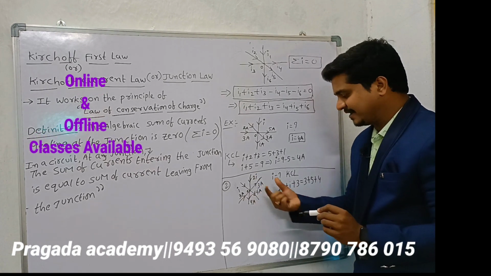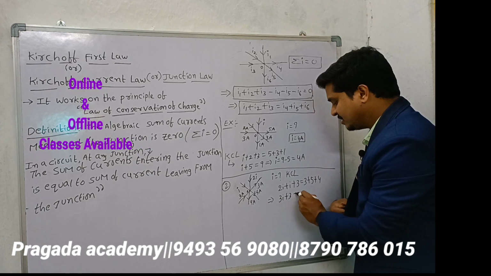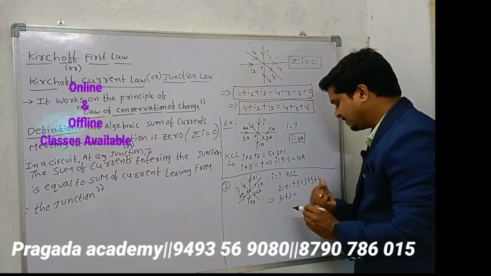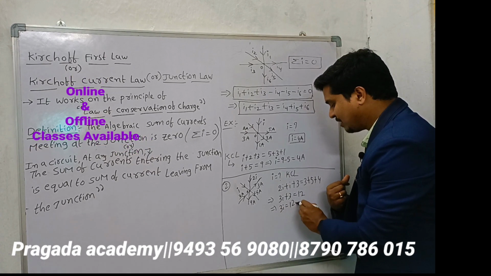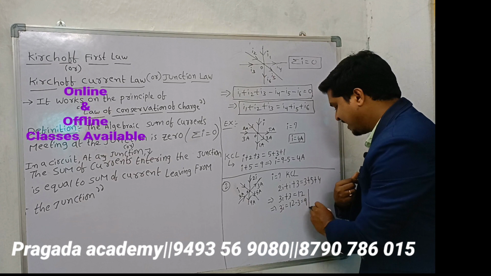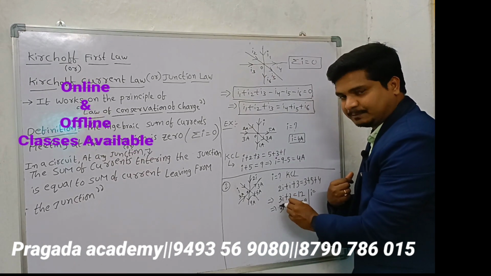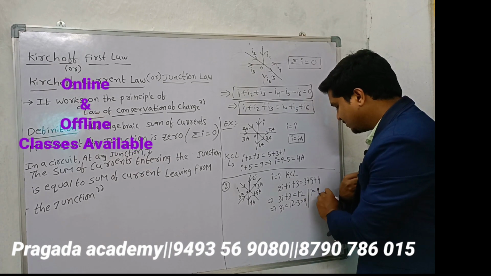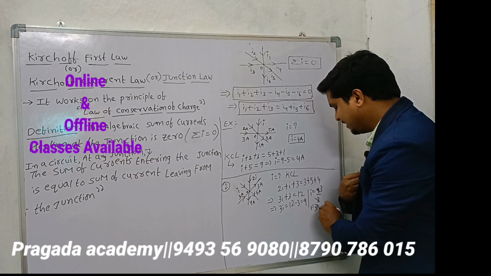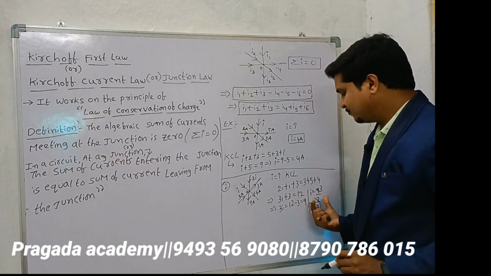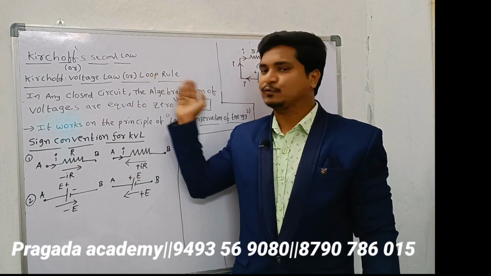I plus 2I, how much? 3I plus 3 equal to 3 plus 5 is 8, 8 plus 4 is 12. Take the plus 3 to the right side, you will get minus 3, 12 minus 3 is 9. To find the I value, 3I is nothing but 3 into I. 3 is multiplying on the left side, so coming to the right side you will divide. 9 by 3, you will get the I value as 3 ampere.